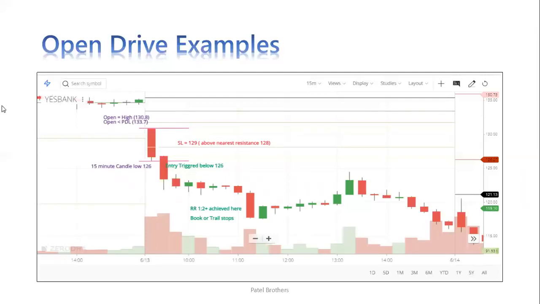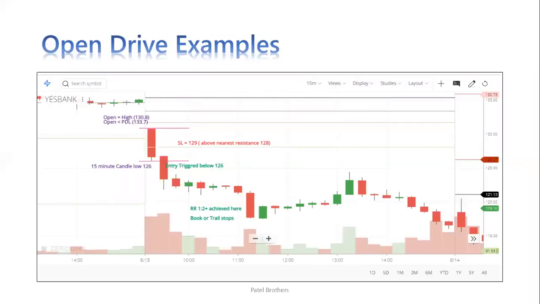So after we find our setup is ready, we'll wait for the 15 minute candle low, which is 126. Once the 15 minute candle is completed, we'll be selling below this point, 126. Here the entry was triggered and we have to figure out where the nearest pivot point is. The nearest pivot point was 128. So you can place your stop loss just 1 point or 0.25% above that pivot point.